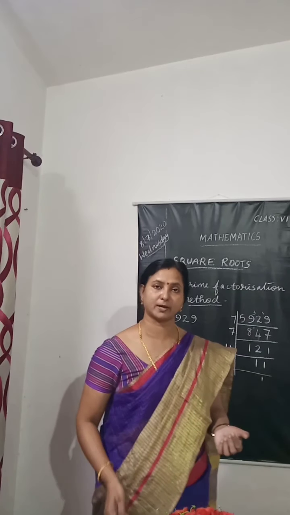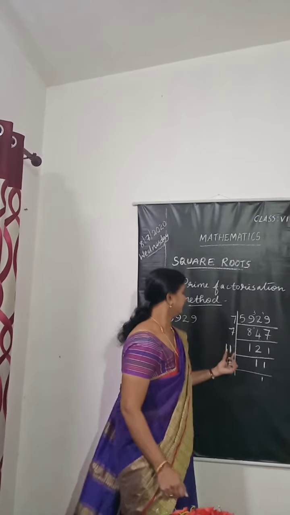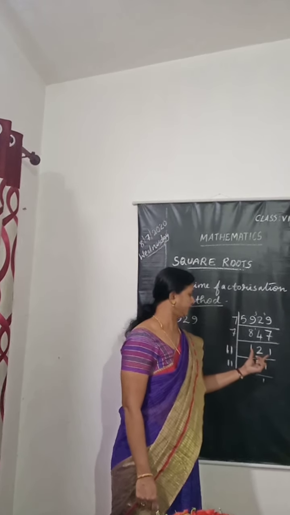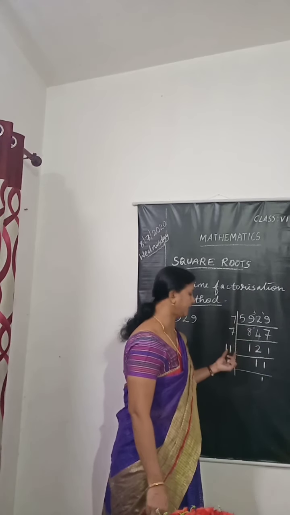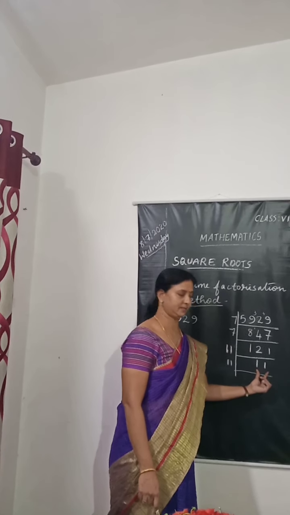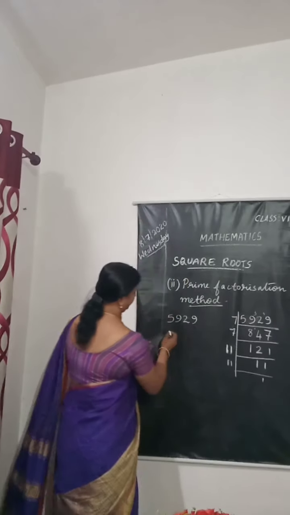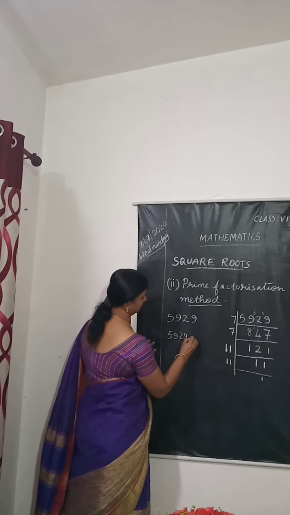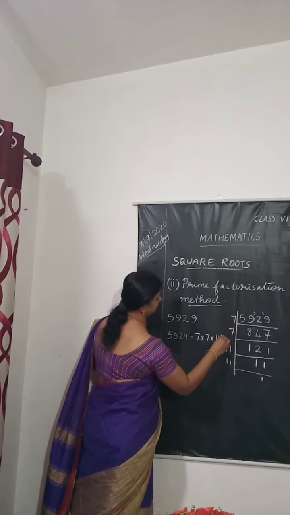121, it is the square of 11. You have already learned. This, you cannot divide it by 7 or any other prime number. Because you know 121 is 11 into 11. So you can divide it by 11 only. So divide it by 11. Answer is 11 here. So again divide by 11, 1. So by prime factorizing 5929, you got 7 into 7 into 11 into 11.